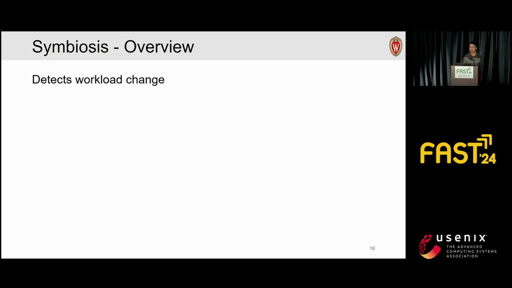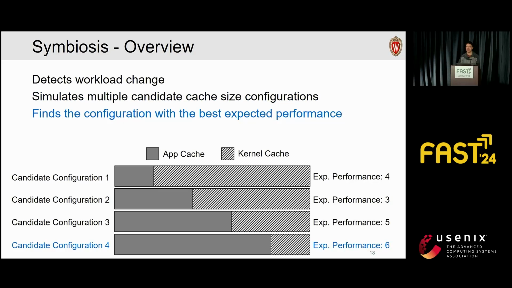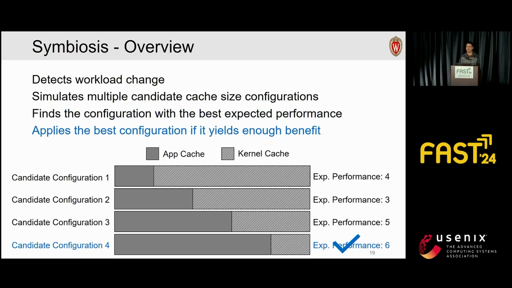Symbiosis works in the following steps. First, it detects workload change by monitoring cache performance. Upon workload change, Symbiosis starts to simulate a set of candidate cache size configurations. Then, the expected performance of each candidate is predicted and the best configuration is selected. Finally, the best configuration is applied if it yields enough benefit.